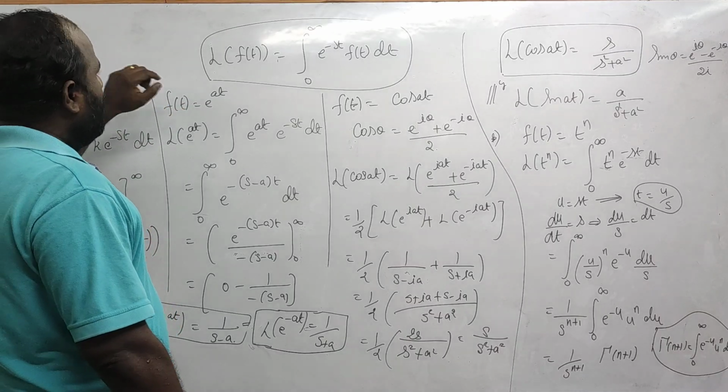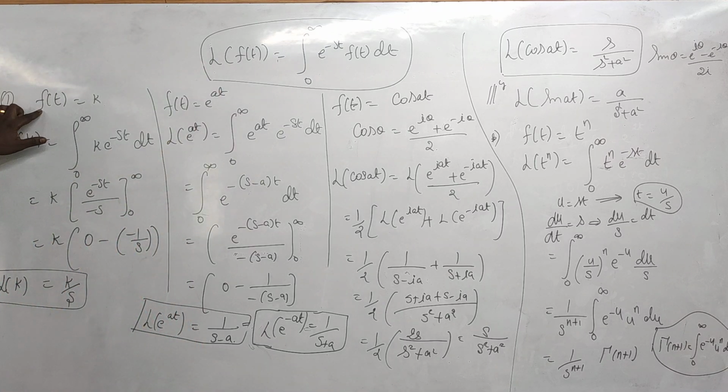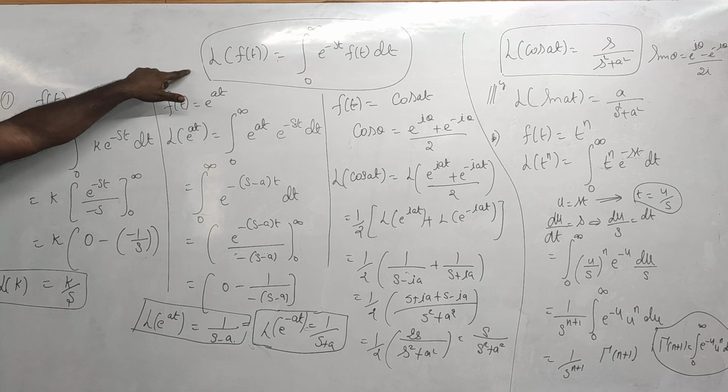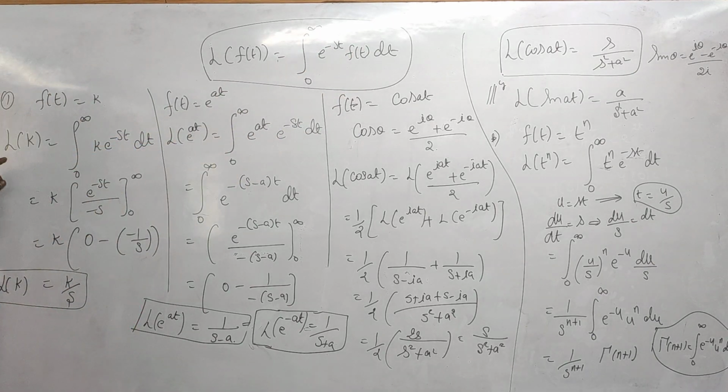Now you see how to find the Laplace transform based on some standard functions. First we take f of t is equal to k, some constant. What is Laplace of f of t? As per the definition, the integral from 0 to infinity of e power minus st f of t dt. Now replace f of t by k, so k into e power minus st dt. Since k is constant, it goes outside. What is the integration of e power minus st? E power minus st by minus s. The limit is 0 to infinity.